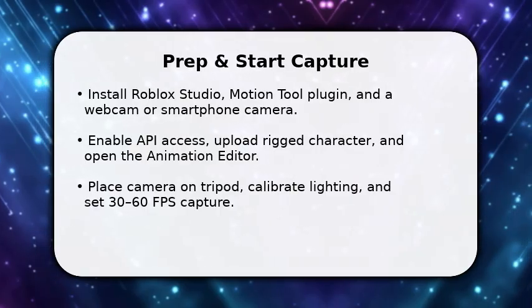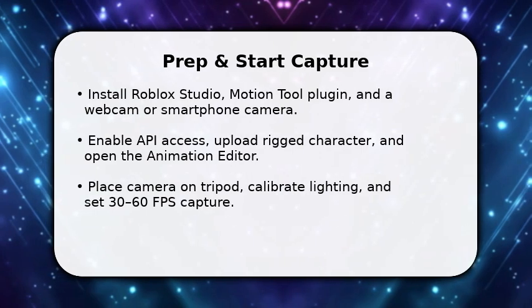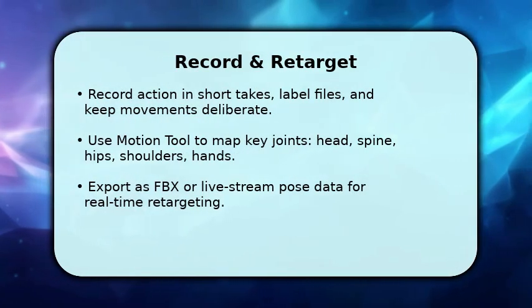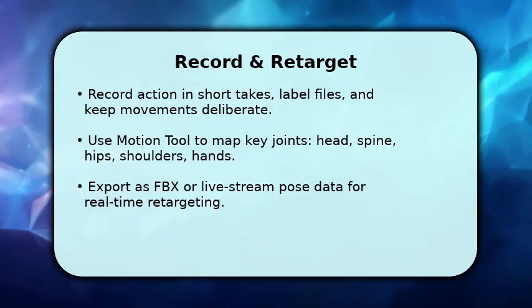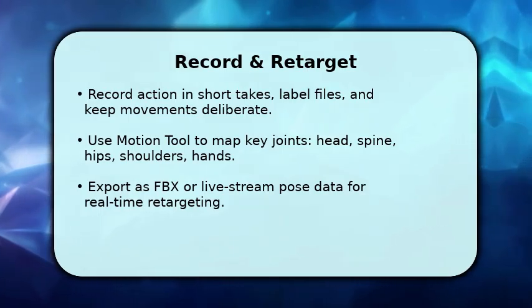Now position the subject in view and run a short test clip so you know the feed and rig sync correctly. You'll now record and map the motion. Start with short takes and clear movements. This avoids noisy data that breaks retargeting. After each take, label files so you can compare attempts.